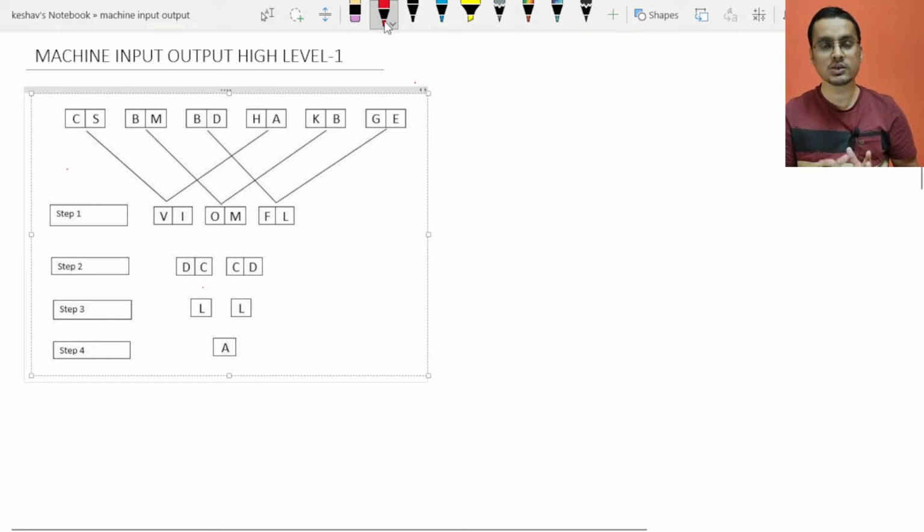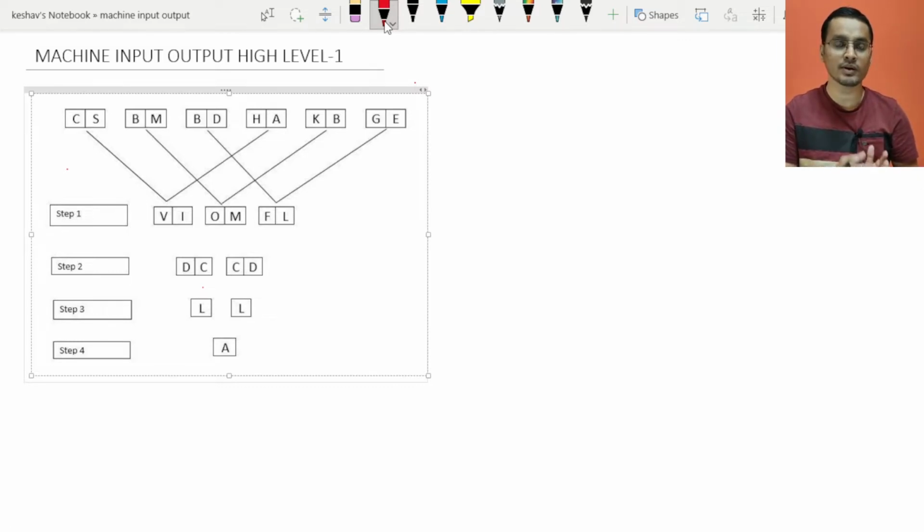So guys, in this session we are going to solve two high level questions of machine input output. From the IBPS PO point of view, this type of question is a very new pattern, and they have previously asked it in the mains paper. So definitely they are going to ask it in the future also. To prepare yourself for this type of question, you should practice, and today we are going to practice this type of question and you will learn how to solve it. Okay, so let's start the session.